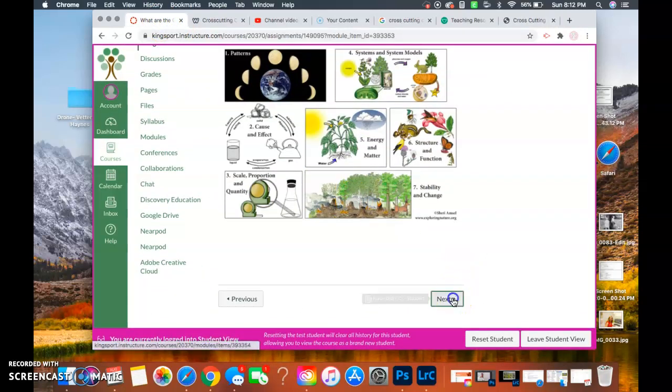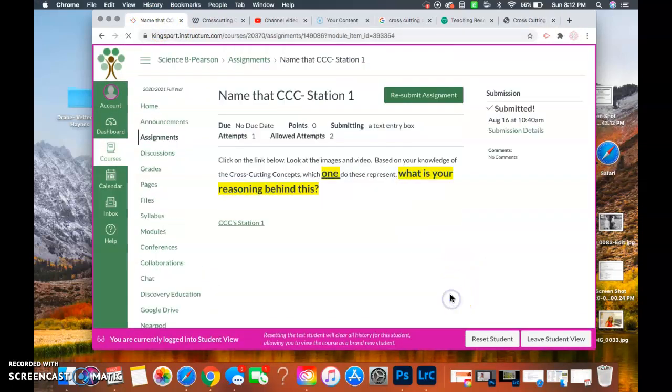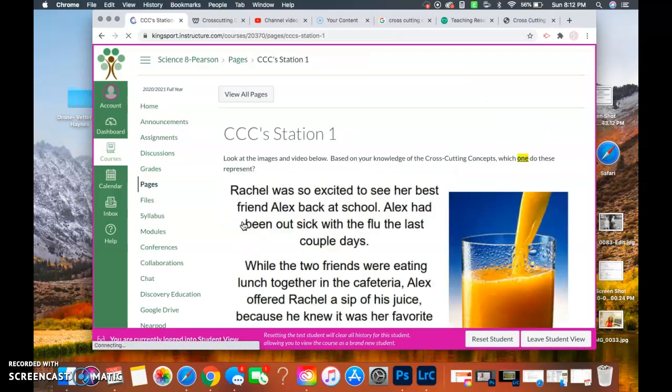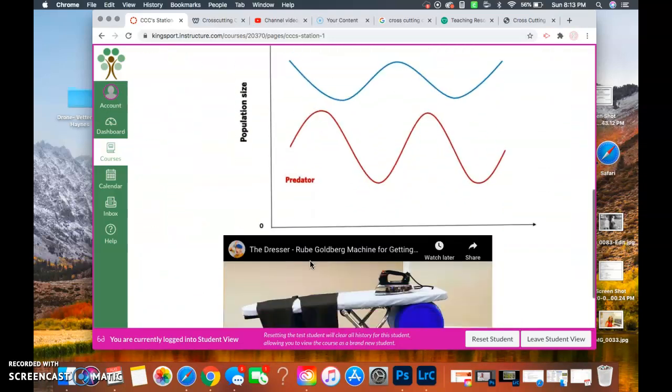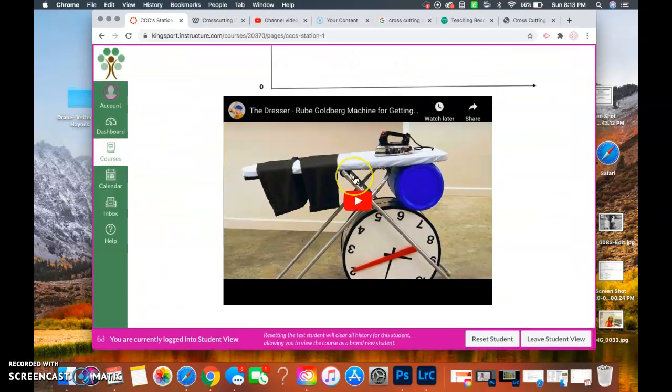Now, going into the lesson. You are going to be naming that cross-cutting concept. There are 7 stations. You are going to be looking at 3 different pictures, and I need you to determine what cross-cutting concept it is. Is it stability and change? Is it energy and matter? Is it structure and function? Is it patterns? So you're going to be looking at the different pictures here.